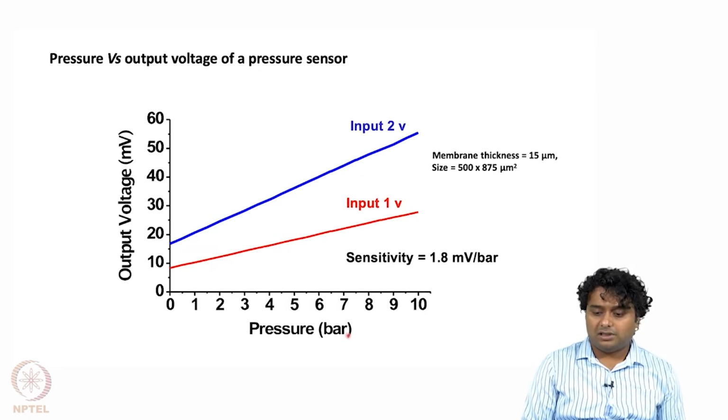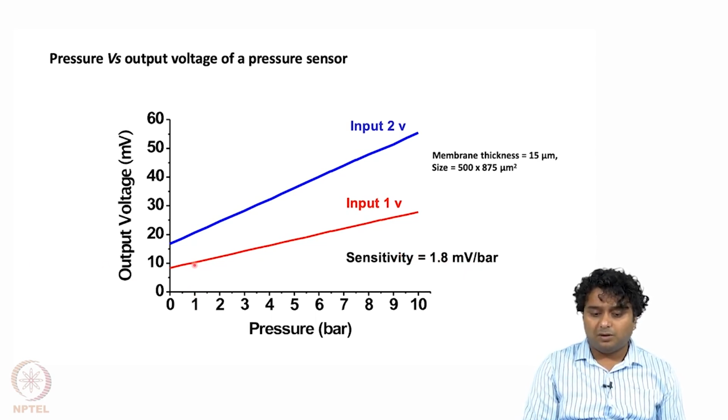And this is the output voltage versus pressure. As you can see, with an input voltage of 1 volt, you can get a sensitivity of 1.8 millivolt per bar. So if our output is about 10 millivolt, then we know that the pressure is about 1 bar, whereas if it is about 20 millivolt, then we know that it is about 10 bar pressure.